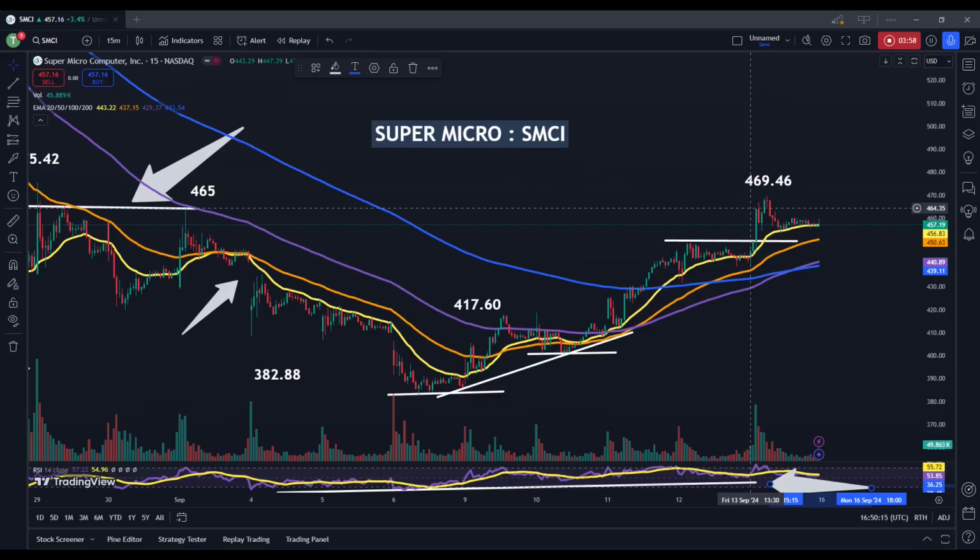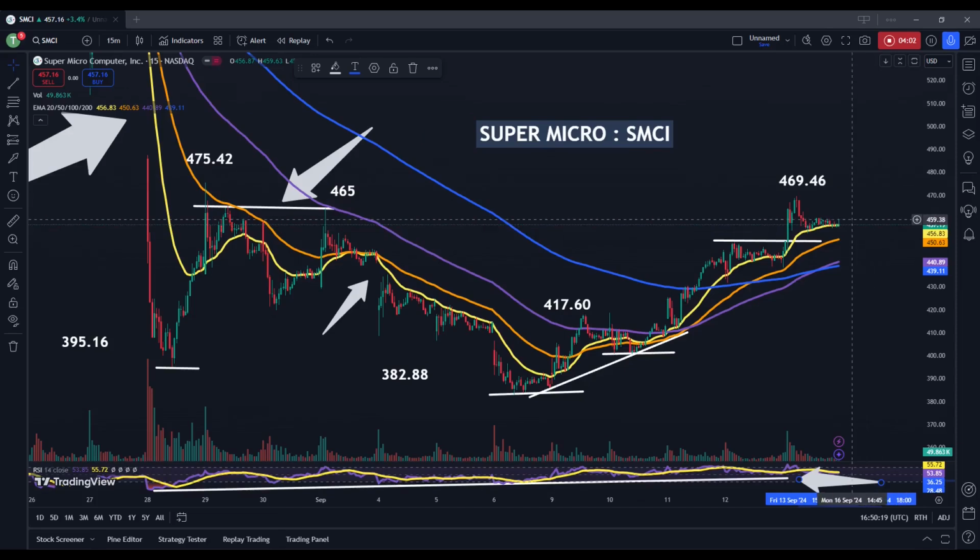So that is a little bit worrisome, and it does suggest that share prices could start to stall out here. What you would really like to see at this point would be a daily close at least above 470.